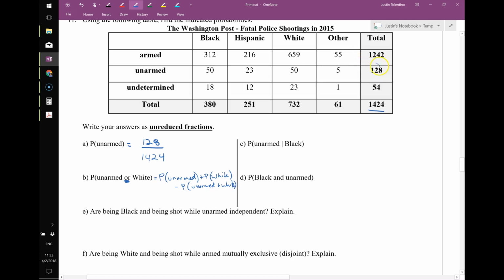So let's see, how many unarmed people are there? It's 128. And we're adding this with all the white, which is 732. But then we find that these 50 people, they're in both the white column and also the unarmed row. So these are being counted in both of these totals. So that's again why we have to subtract it out. So minus the 50 because they're counted twice. Now it's only counted once. And this is again out of the 1424 because we're looking at everyone here. And if you do this, we should have gotten 810 out of the 1424.